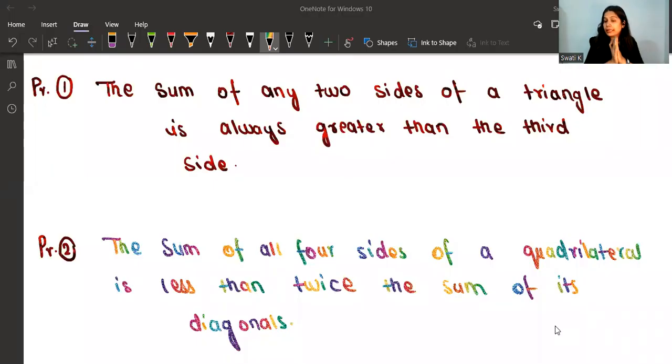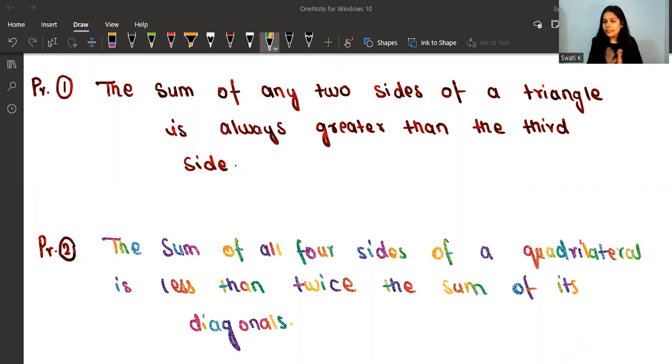What are the properties that I'm going to cover? The first property is that the sum of any two sides of a triangle is always greater than the third side. I hope you have heard about this property, but you have never seen the proof, or maybe even if you have seen the proof, you have not understood it. So in this video, I'm going to cover this particular property, which is very, very important.